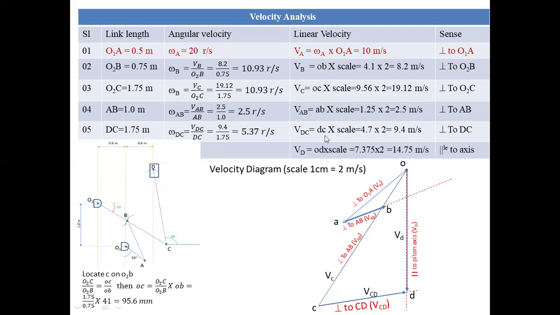So in this way, we can determine velocity. Once the velocity is available, then we can find out the omega DC: 9.4 upon length 1.75. So that value will be 5.37 radian per second. So this is all about the calculations of velocity for the CD link and velocity for slider D. Okay.